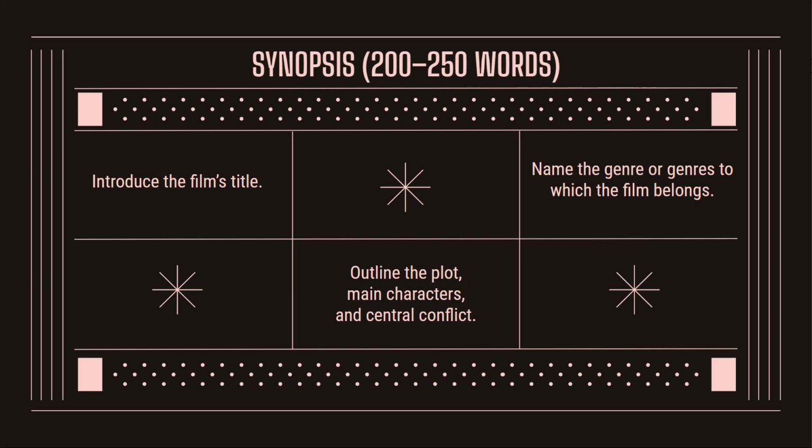Begin the pitch script by introducing the title of the original film, naming the genre or genres to which the film belongs, and offering a compelling synopsis in 200 to 250 words. This synopsis should outline the plot, main characters, and central conflict that will drive the story forward.